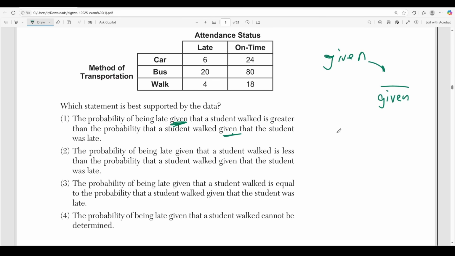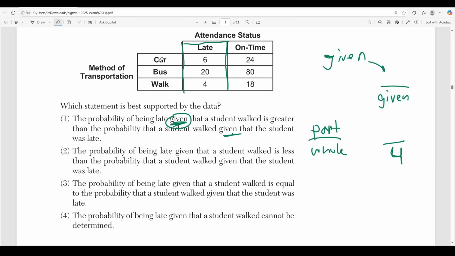Okay, so whatever's in the denominator is the given. So you know that a probability is part over whole. So given a student is something, that's going to be the whole. Okay, so the probability of a student being late. Okay, so we're going to look at this section right here. These are all of the values for a student being late, but it's given that a student walked, right? Or a student walked to school. So given that a student walked to school means that it has to be in my denominator. So out of however many students walk, right? Well, what's the total number of students that walk? It's not 4, it's 4 and 18, which is 22.